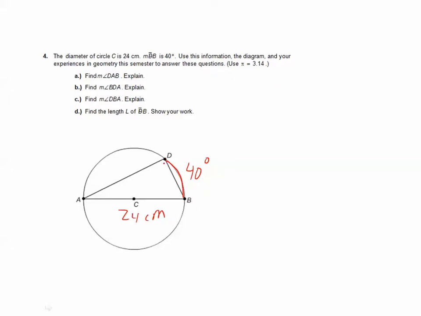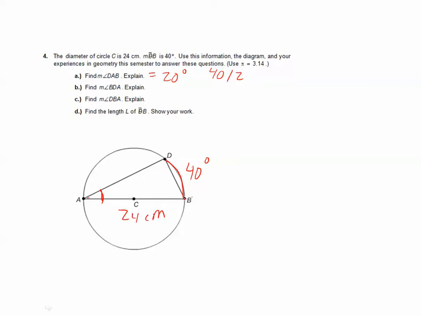Okay, the measure of angle DAB. So here, remember, this is an inscribed angle, and the inscribed angle is half of its intercepted arc. So you're just going to take 40 and divide it by 2. So your answer is going to be 20 degrees. And make sure that you show me your work. Okay, 40 divided by 2.